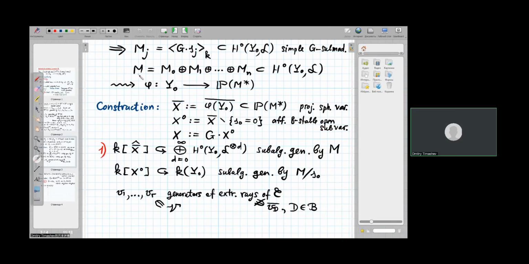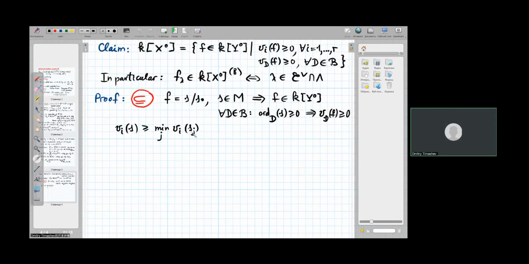But of course, not all of these projections have to be non-zero. Therefore, we have to take only those projections which are non-zero. So here we have to take not all Sj's, but only those for which the projection of S to the respective simple submodule is non-zero. If we take all Sj's here, then the minimum may be smaller. So we have an inequality here, but it is sufficient for our purposes.